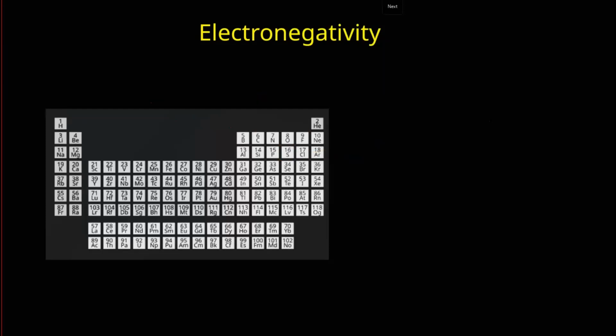Electronegativity is the ability of an atom or molecule to attract shared electrons to itself. This is going to increase going from left to right, decrease going downward. Noble gases here are usually not included because they rarely form any bonds.